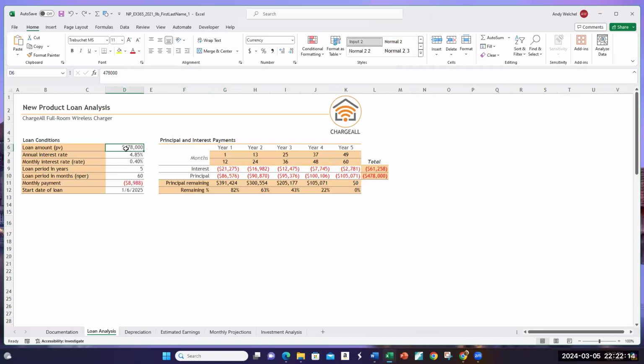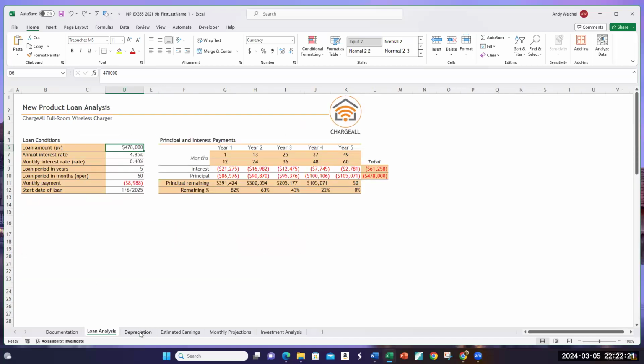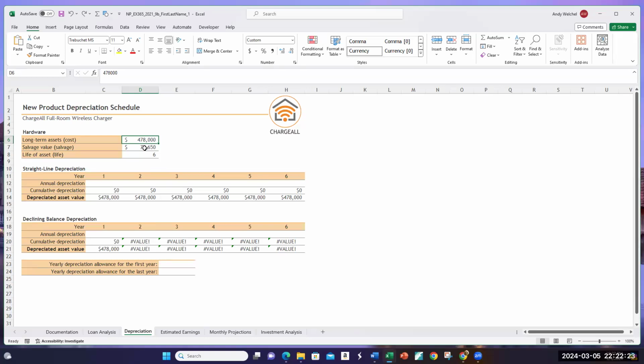Okay, guess what? We borrowed this money so we could do what? Buy an asset. So we're taking all that money we borrowed and we're buying an asset with it. This asset has a salvage value of that and a life of 6 years. I'm not going to go back through what salvage value is. Maybe watch a YouTube video on depreciation to see how it works. That's important to know, though.